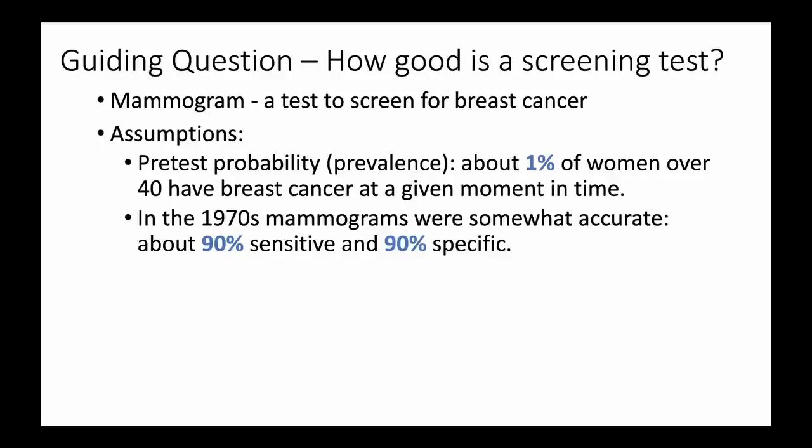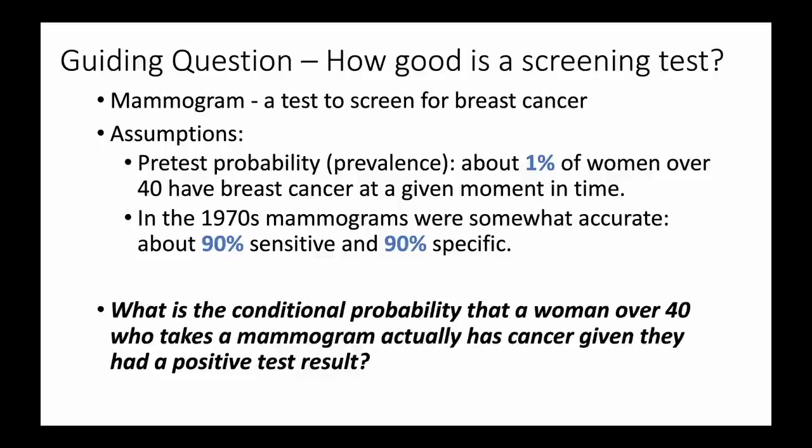These numbers come from the 1970s, when I started practice and had to deal with these issues. Then it was 90% sensitive and 90% specific. It may be different today. It is different today. But I think this exercise is going to illustrate some points that you were getting at yesterday when you were studying COVID.